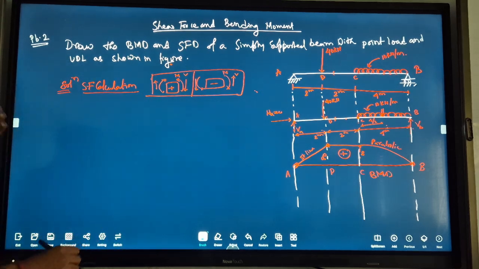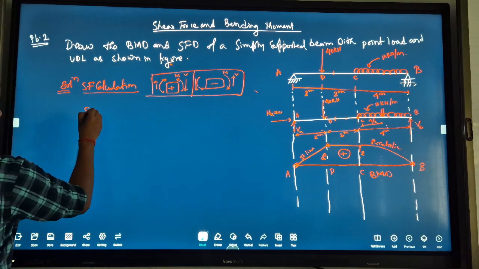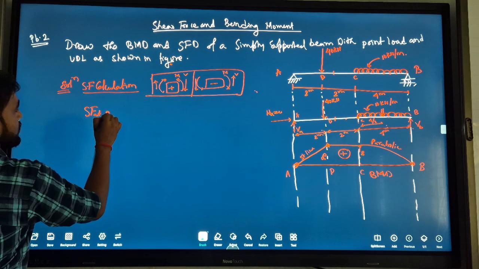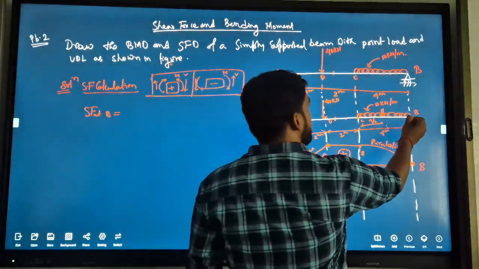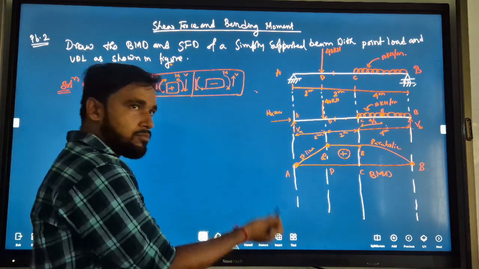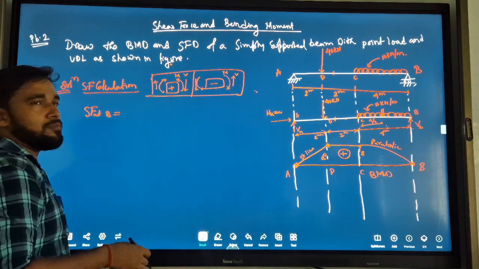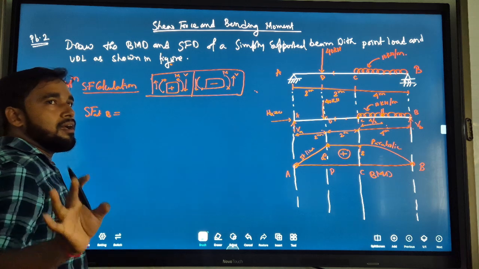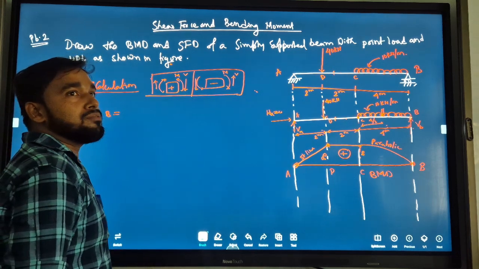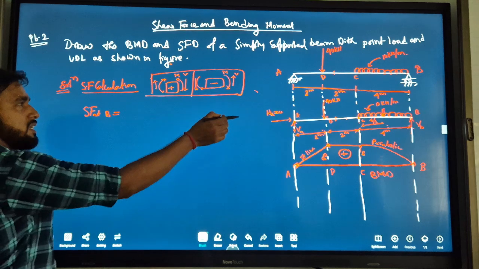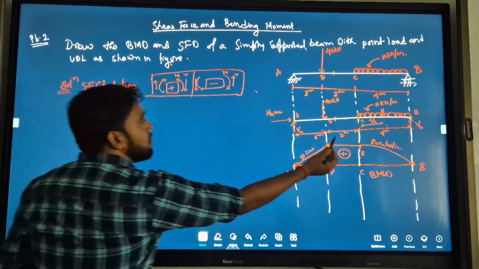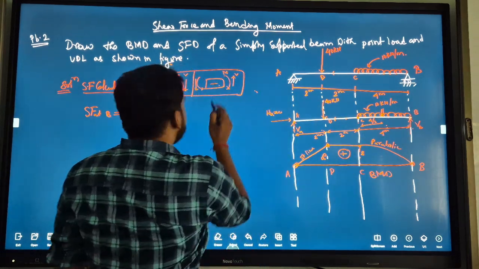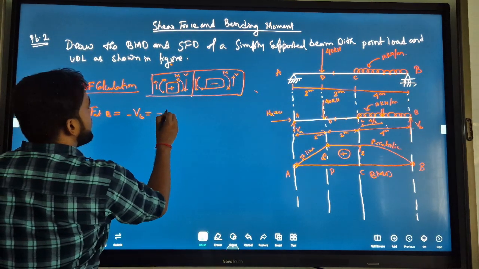Very simple. Now calculate shear force at B. Shear force at B, how much? Total shear force at B. The vertical force at B, nothing but at B the shear force is only VB, plus or minus. Vertically upward, what does that mean? Minus 40 kilonewton.